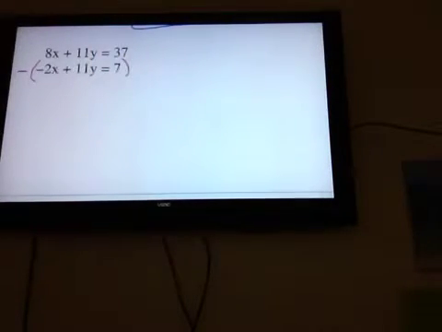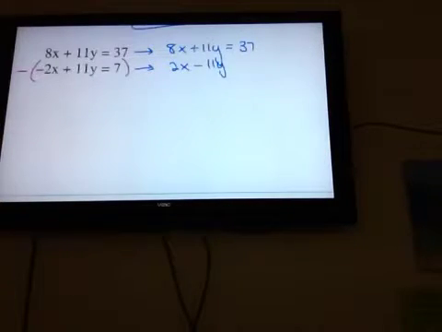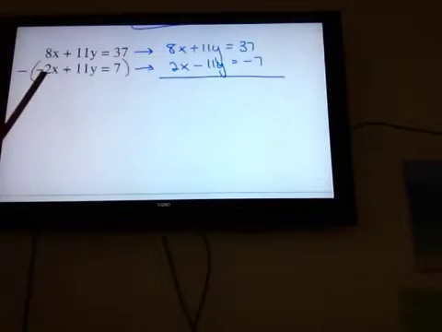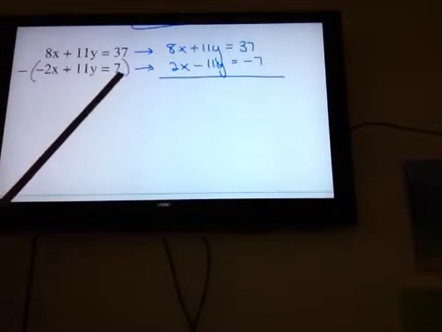So my top equation, I am a rewriter. You're going to see me rewrite. Anytime I have to make a change, even if it's one change, I'm going to rewrite this so I don't lose track of where I'm going. I didn't change the top equation at all. The bottom equation becomes 2x minus 11y equals negative 7. So all of my signs change to the opposite when I multiply it through by a negative. This becomes positive, this becomes negative, this becomes negative.